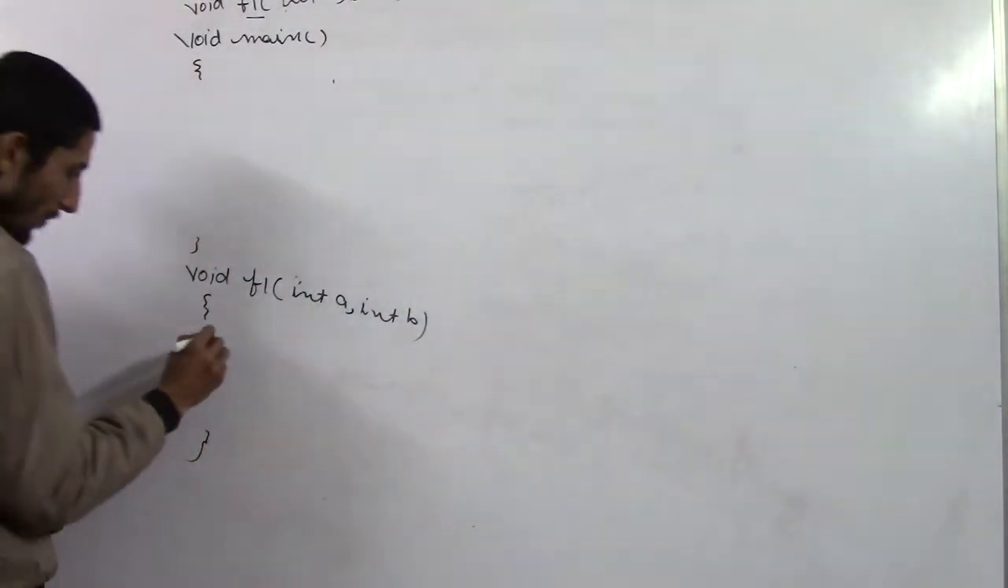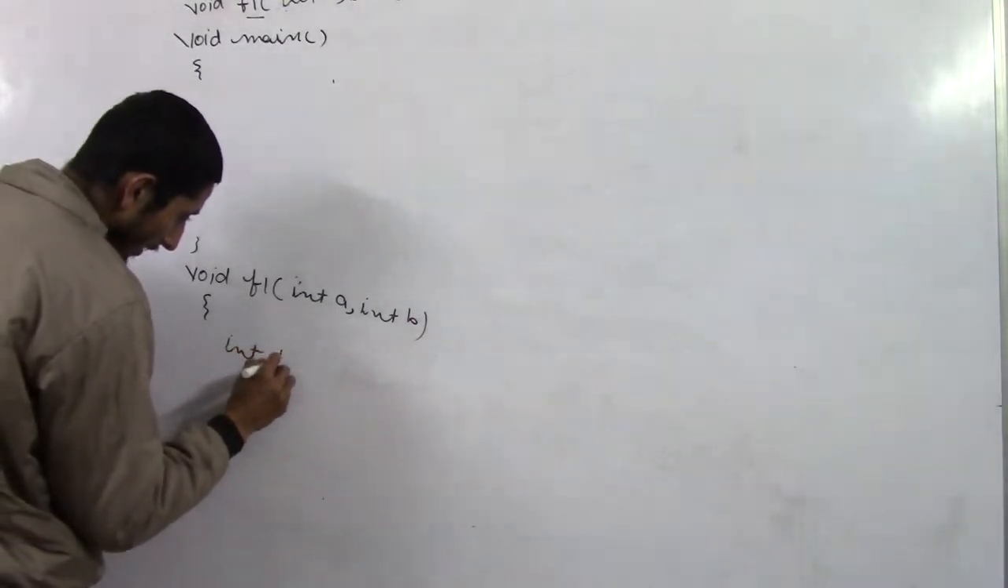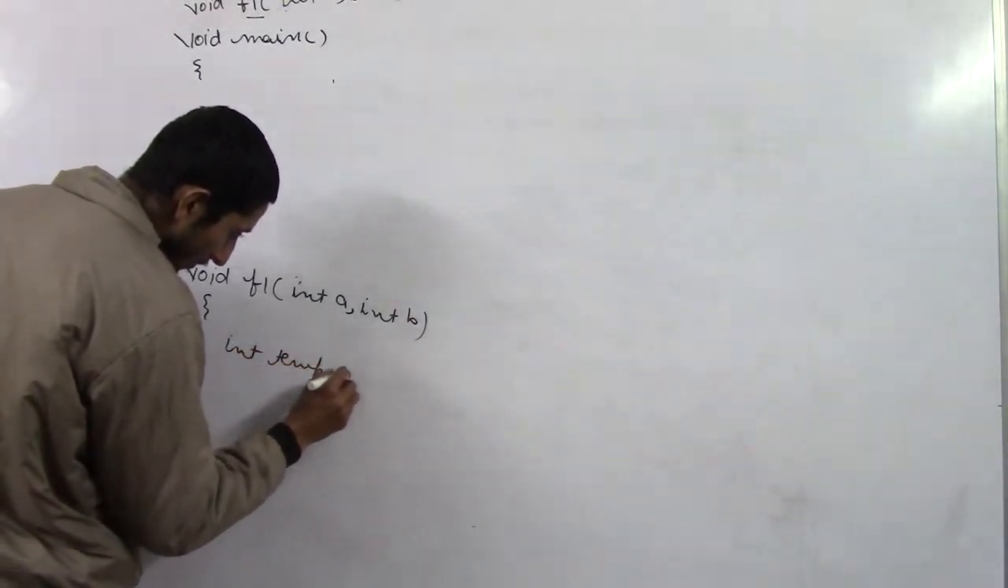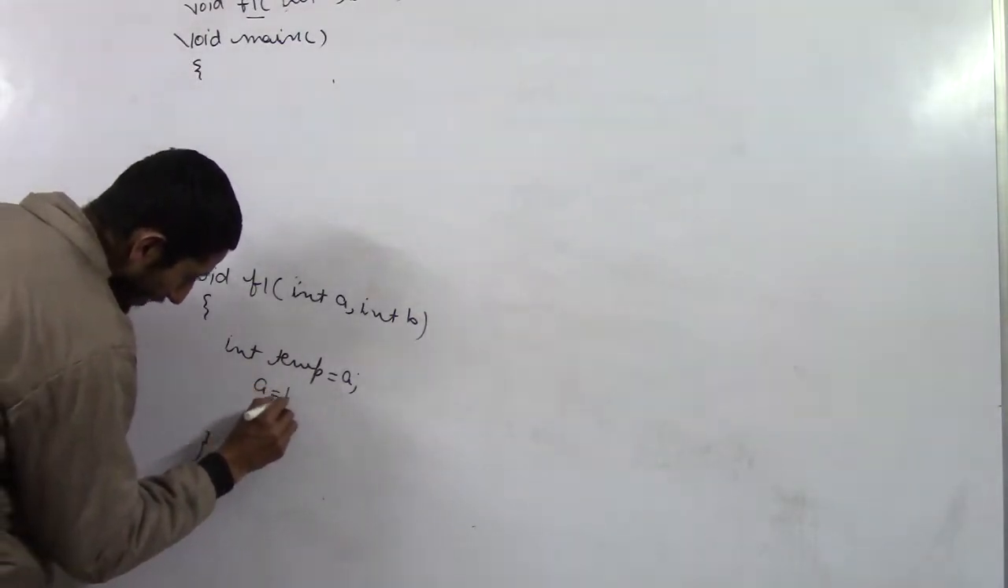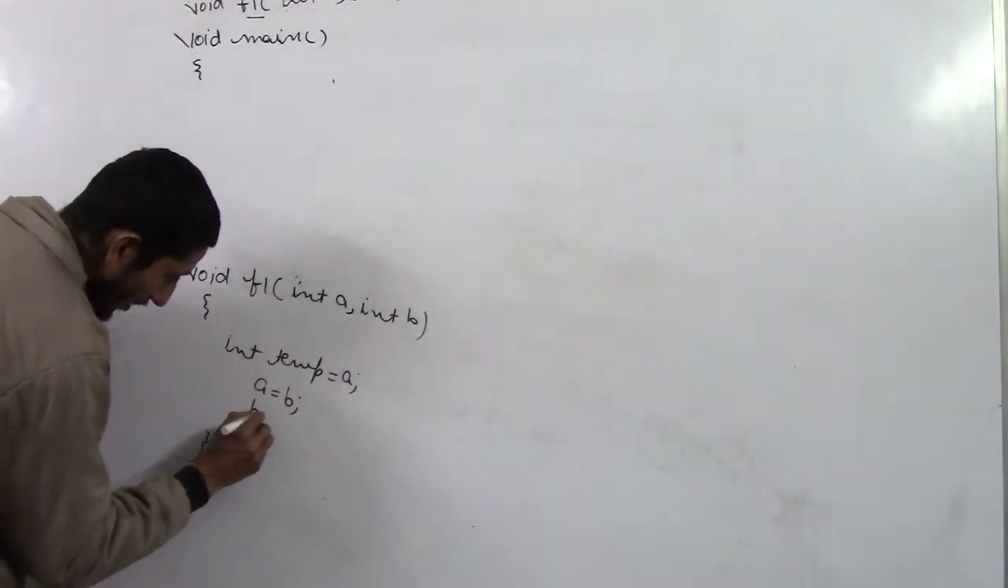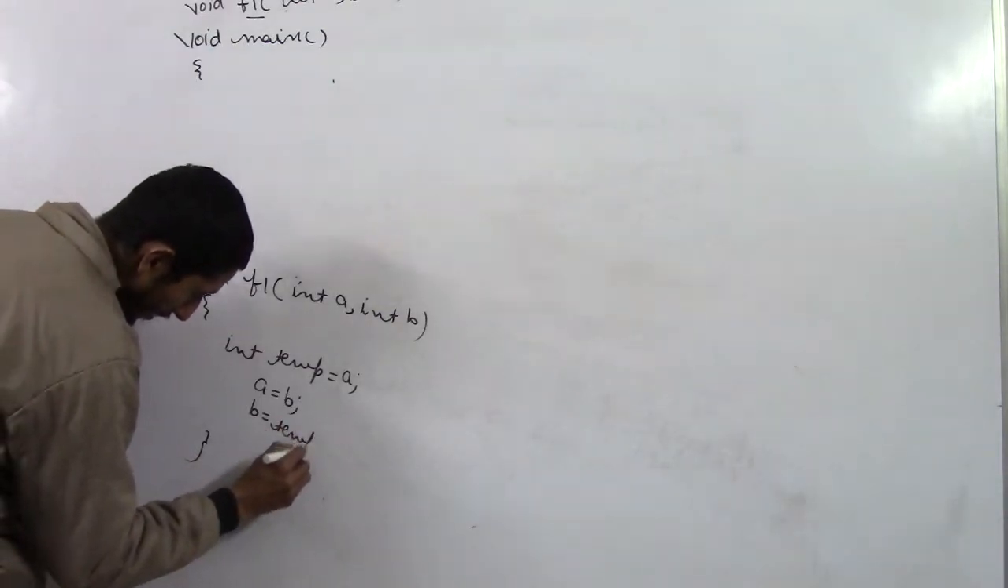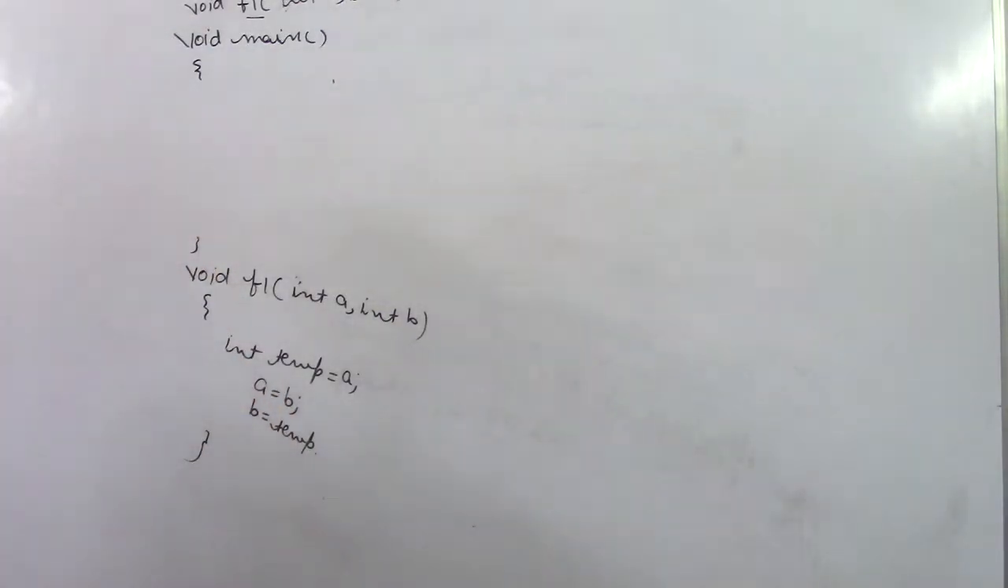So how can I swap? int temp equals a, a equals b, and b equals temp. So that is the code of swapping.